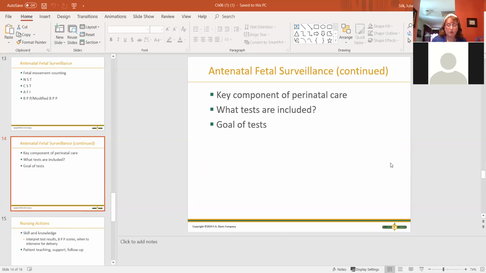All right, so we kind of talked about a ton of these tests already. So with fetal surveillance, when it says what tests are included, we've talked about all of that. So basically, what's the goal of these tests? What we are trying to do is identify problems early so that we can come up with a plan of care and a way to treat people if we can. If there's something that is treatable, we try to treat it before the baby even comes out. And hopefully that will give them a better outcome. So that's kind of what we're going for.